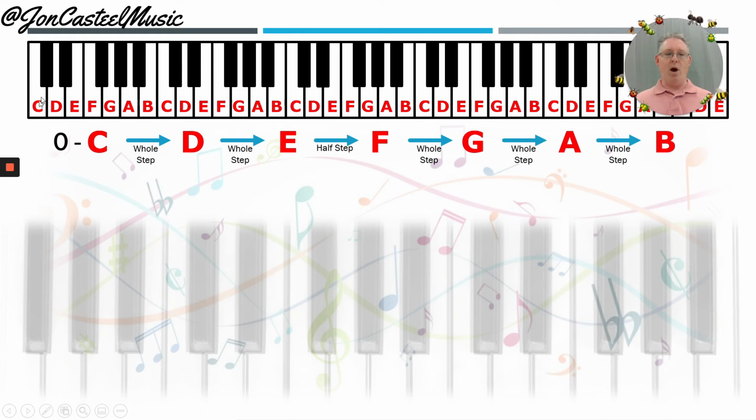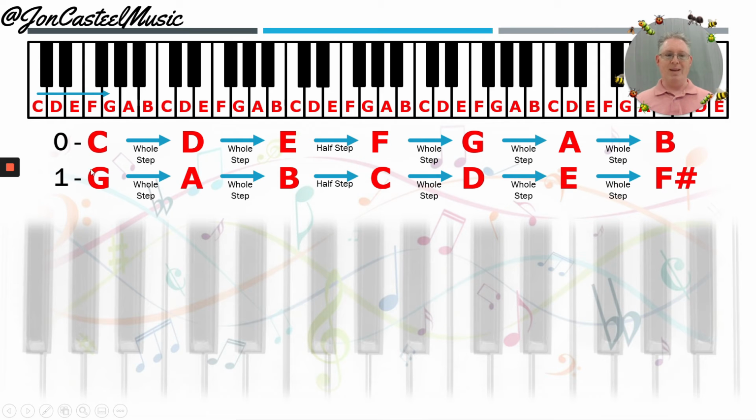Now, as we go up a fifth from C, so 1, 2, 3, 4, 5, that means we're now in the key of G. The key of G has 1 sharp in it. It's a fifth up from C, therefore it has 1 sharp. What is that sharp? Well, it's F sharp according to our chart, but let's show you how to figure that out. So if we start at G and we go up a whole step, that puts us at A.